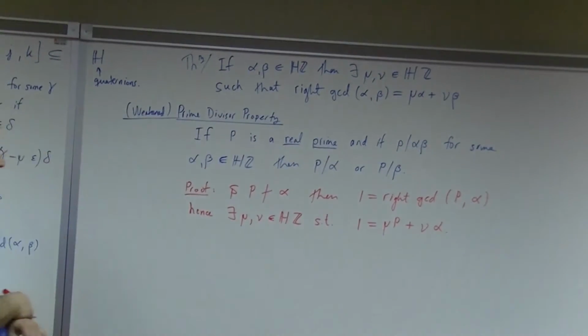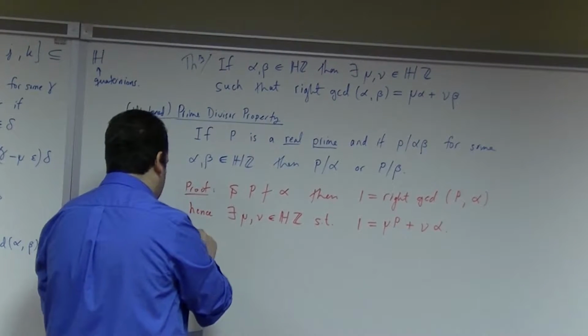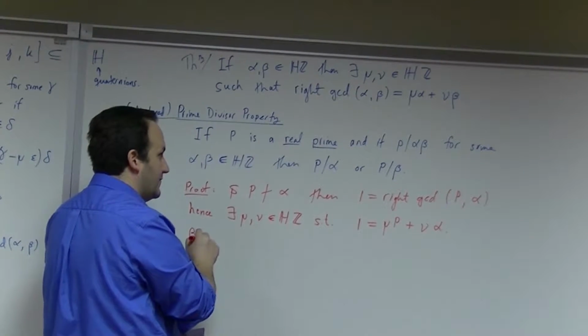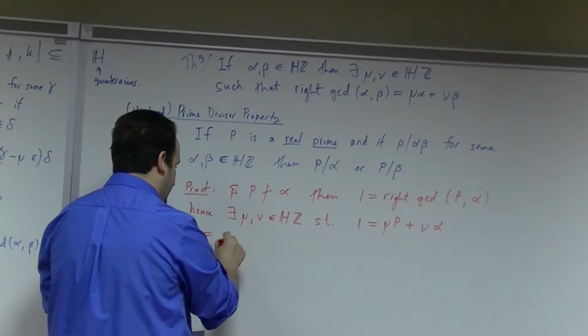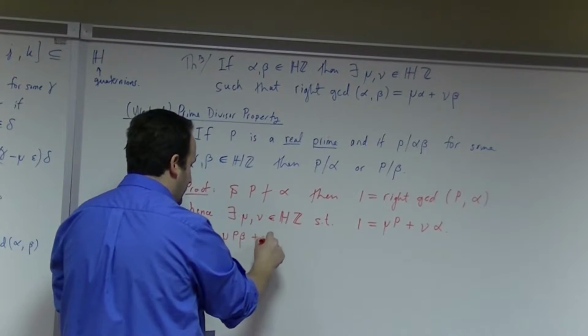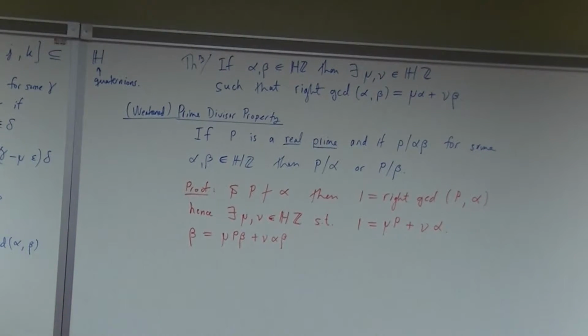Now that you have that, play with it. The next thing we did at this point in the argument was to multiply that by beta. We did it in the integers. We did it in the Gaussian integers. Now we're doing it in the Hurwitz integers. Okay, so multiply by beta on the right. That matters. Mu p beta plus mu alpha beta. Right?